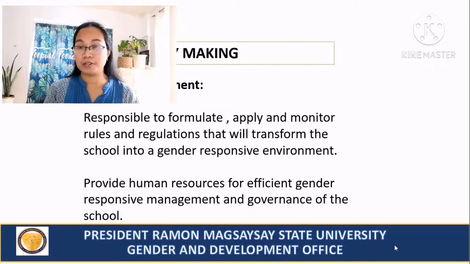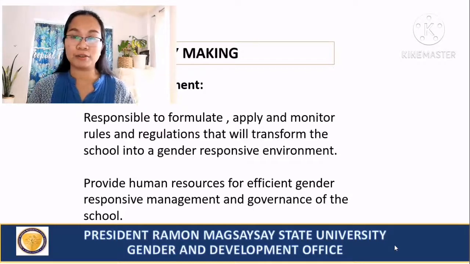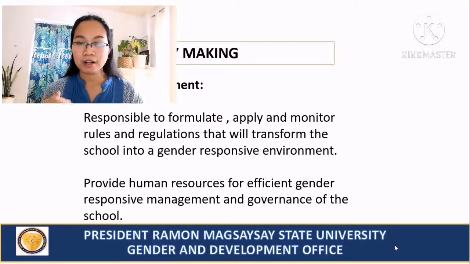So, those are about instruction, curriculum, instructional materials, assessment procedures, and teacher training. So, that would be part of education and gender through education. Now, let's take a look at this another component, which is the policy making. We have here school management. They also play a major role in attaining gender fair education. We have here the school management is responsible to formulate, apply, and monitor rules and regulations that will transform school into gender-responsive environment. So, lagi tayo may training on gender sensitivity. But what we are trying to attain now is to be gender-responsive.